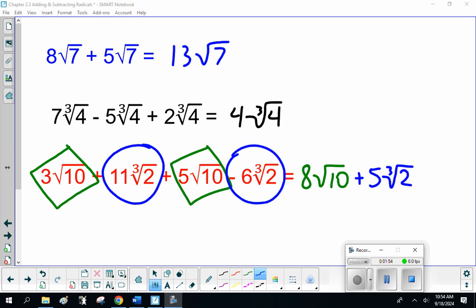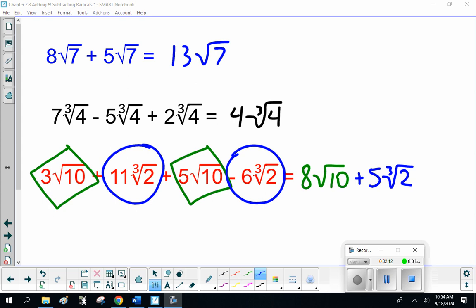Welcome back. 8 square root 7 plus 5 square root 7 should be 8 and 5 is 13 square root 7. 7 cube root 4 minus 5 cube root 4 plus 2 cube root 4. Sorry, 7 minus 5 is 2. 2 plus 2 is 4.